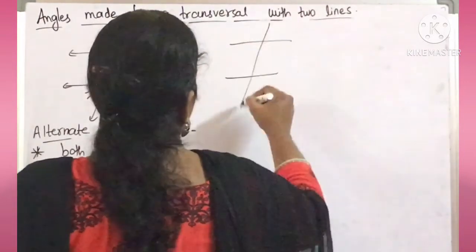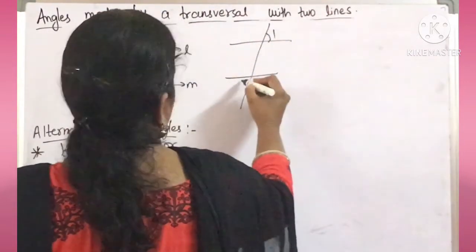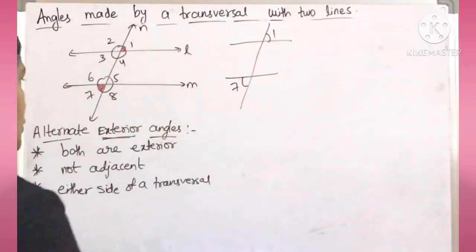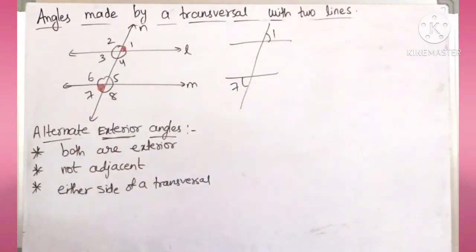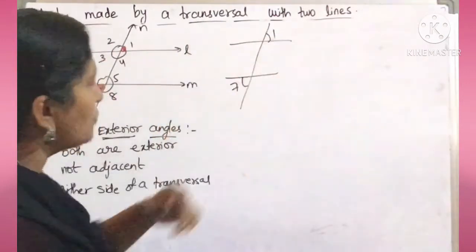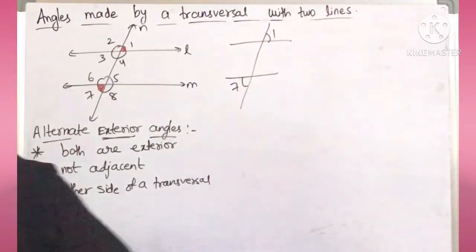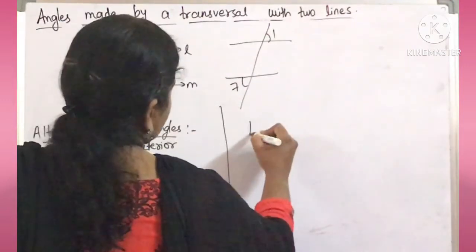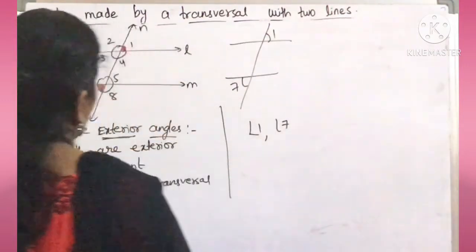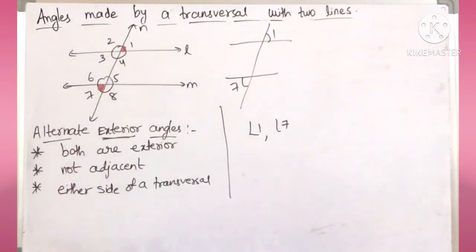because if you draw the figure, 1 is here and 7 is here, and both angles are exterior, they are not adjacent, and they are on either side of a transversal. Means 1 is on the right side of a transversal, 7 is on the left side of a transversal. So we can take one pair as angle 1 and angle 7 as alternate exterior angles.